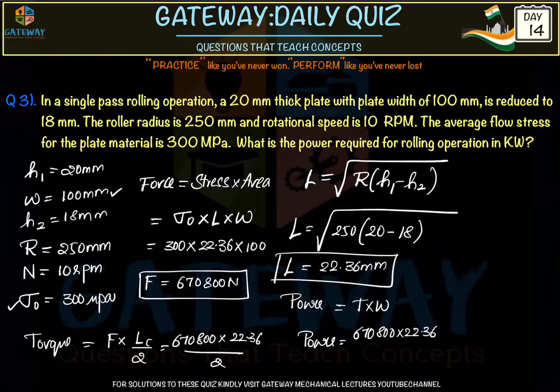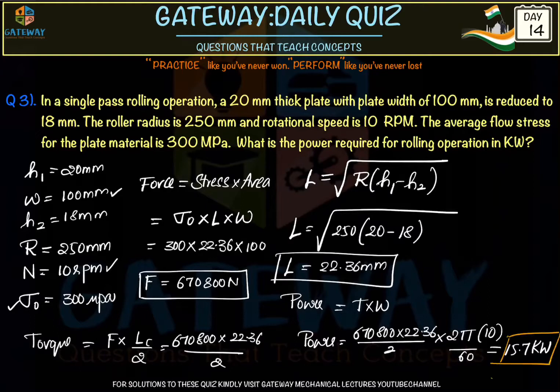670,800 into 22.36 divided by 2, into the omega, which is nothing but 2 pi n by 60, and the n was given in the question in RPM. So 2 pi into n, which was 10, upon 60. Once we calculate this, we'll be getting the value of power, and the power comes out to be 15.7 kilowatts. 15.7 kilowatts. That is our answer for this question. This is a simple question on rolling. I have not taken too complex. This is a simple question, just to understand what terms it will be having.